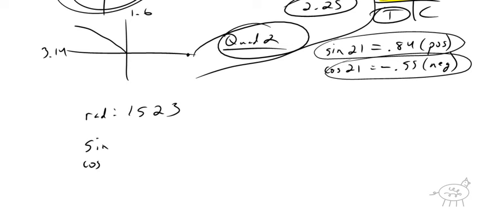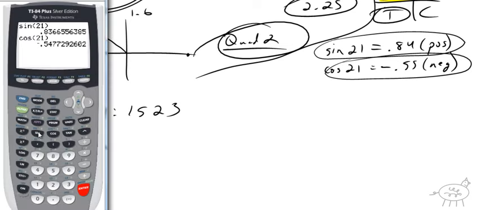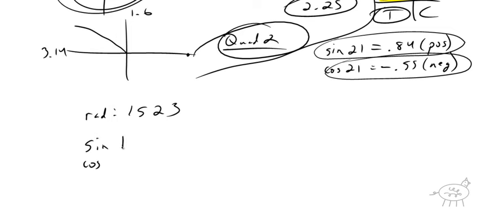So 1523. Let's bring the calculator up. Sine of 1523. Okay, it's positive. I'm not even going to write the number down. So it's positive. And cosine of 1523.